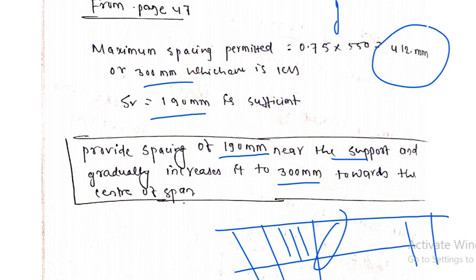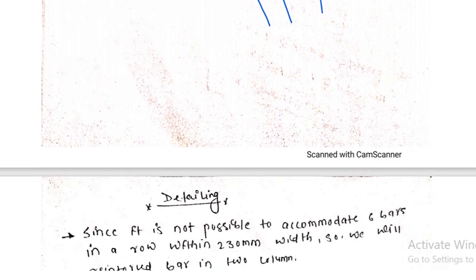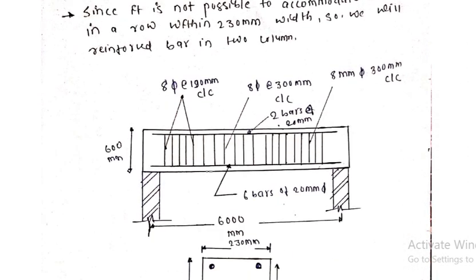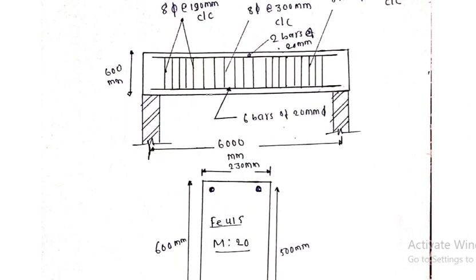So now see the detailing, my dear friends. This one is the longitudinal view. You can see these are the two supports of the wall, and from center to center the effective length is given as 6000 mm, that is 6 meters. This one is the main bar in the longitudinal direction in the tension zone. So 6 numbers of 20 mm bars are provided. This one is 2 numbers of 20 mm bars.